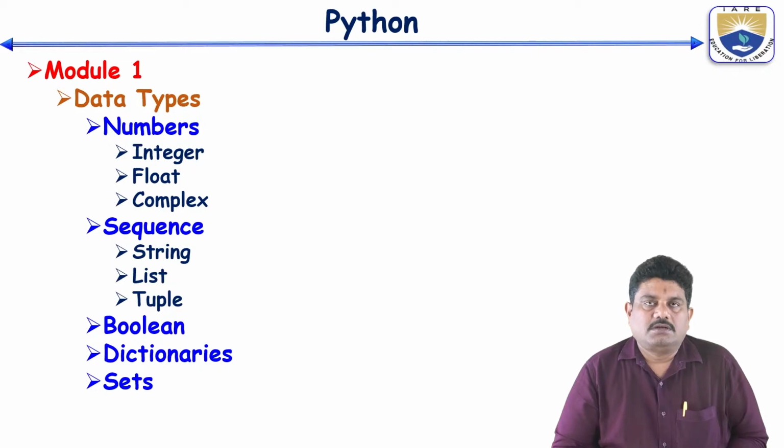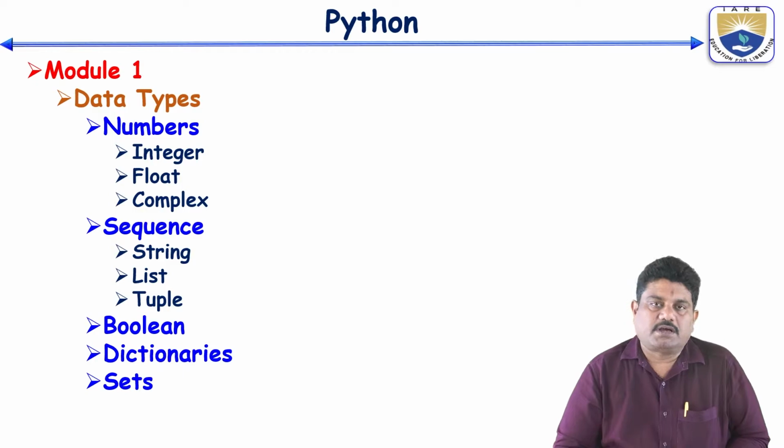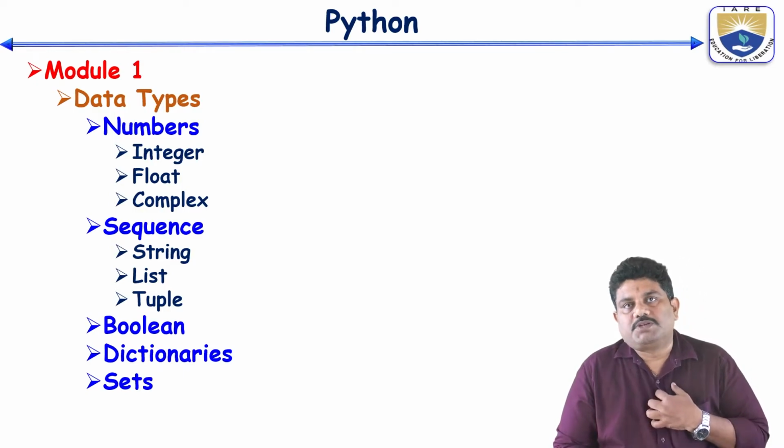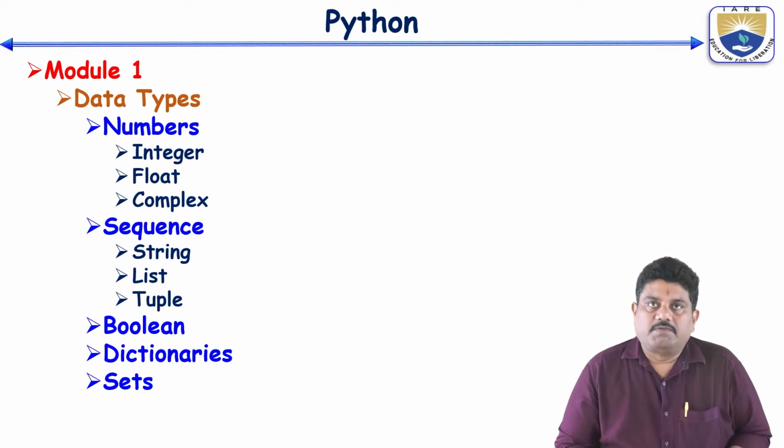Numbers, sequence types, boolean, dictionaries, and sets. These are the 5 different data types available in Python. Now we will see each and every type one by one.